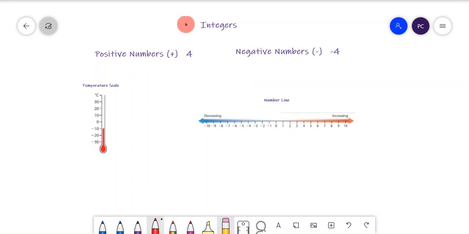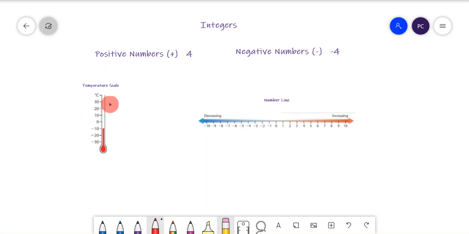So integers, what are integers? Integers are basically all of the positive and negative whole numbers within the number system. For example, integers can be positive whole numbers, like +4, or just 4, or they can be negative whole numbers, like -4. And integers are used in everyday life, like the example, the temperature scale.